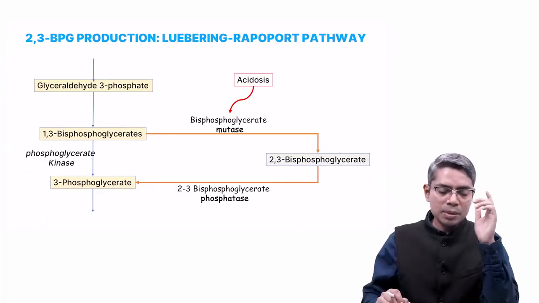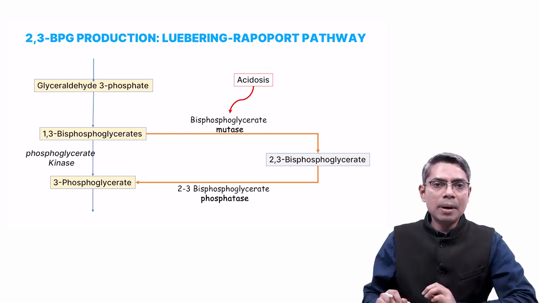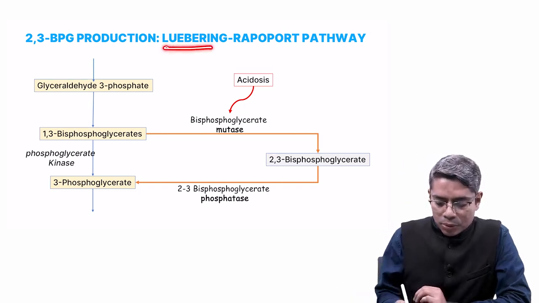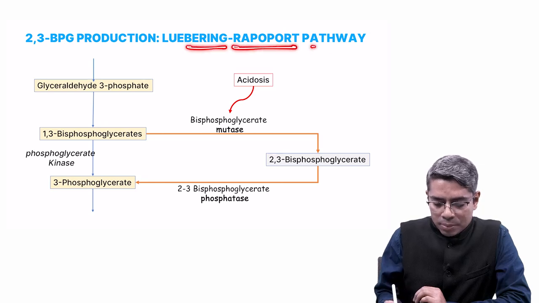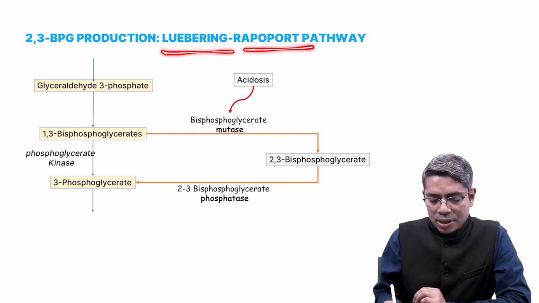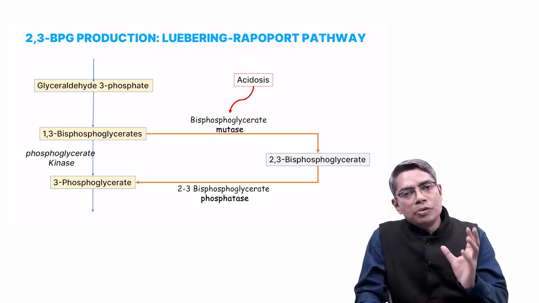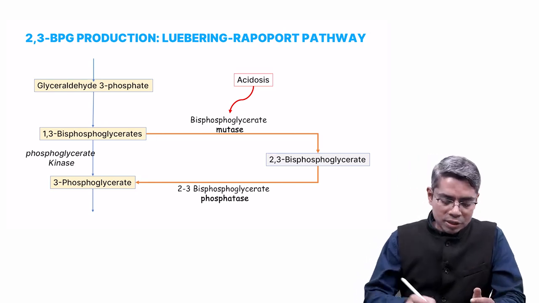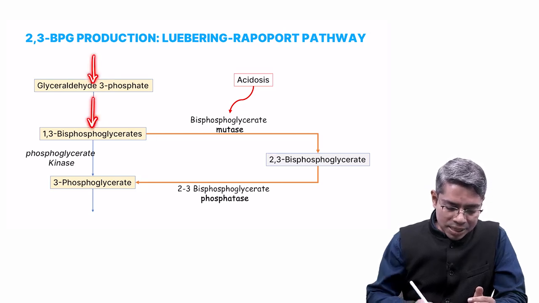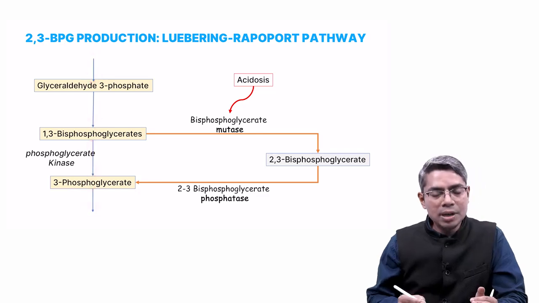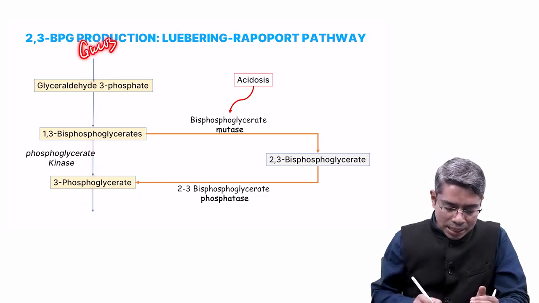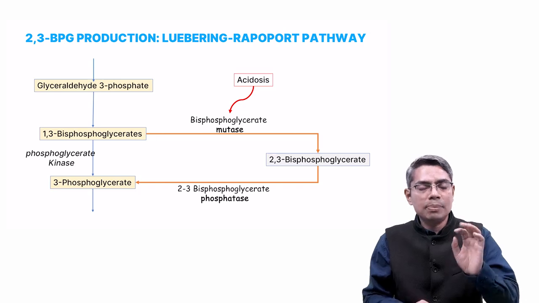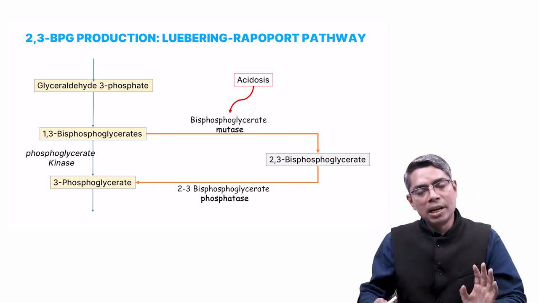So 2,3-DPG is produced inside the RBC by a bypass pathway from glycolysis, and that bypass pathway you all know as the Luebering-Rapoport pathway. This pathway is producing 2,3-DPG inside the RBC, and this is a bypass pathway from glycolysis. As you can see here, all this that I have written is the pathway for glycolysis. It will start from glucose and end at pyruvate. In between there are multiple steps, but I have not written them because you know the glycolytic pathway from your biochemistry knowledge.